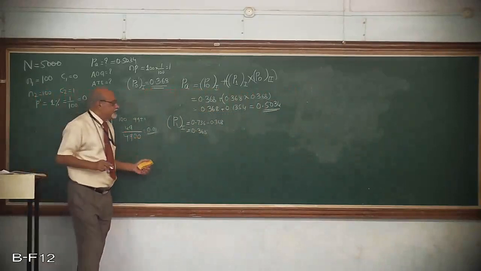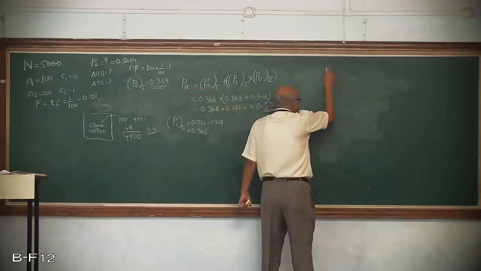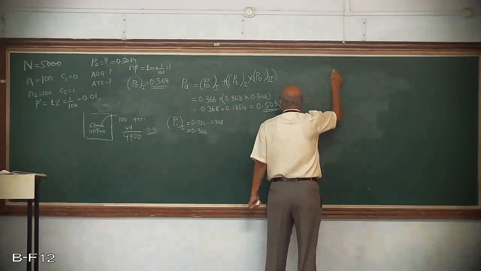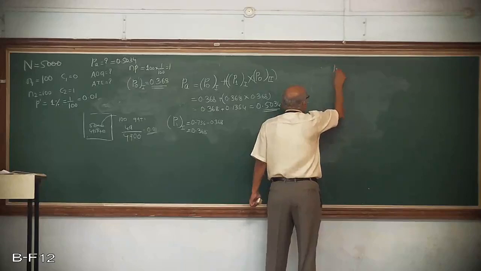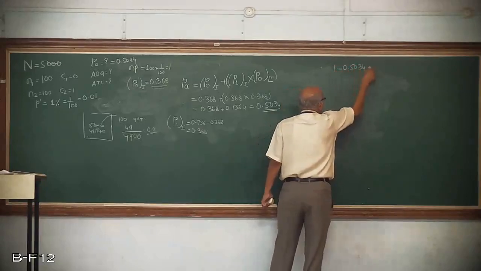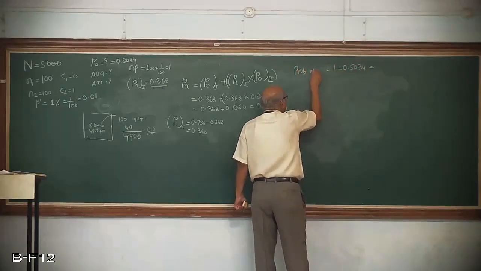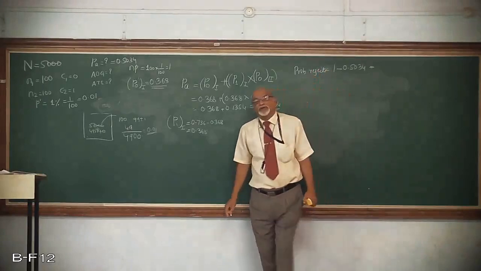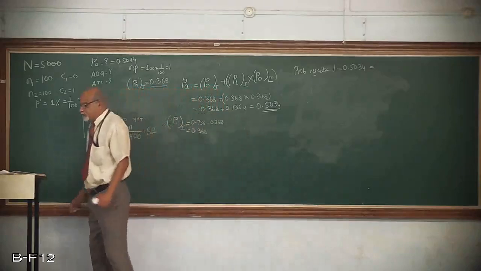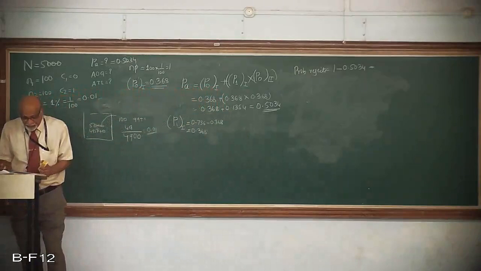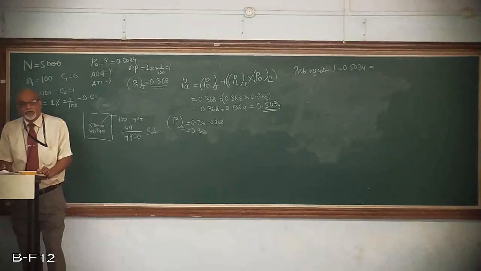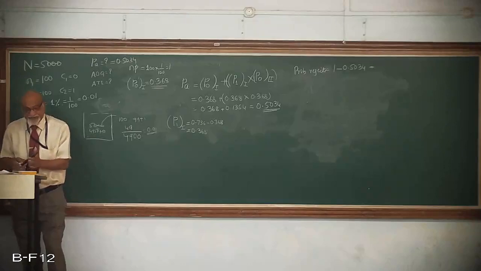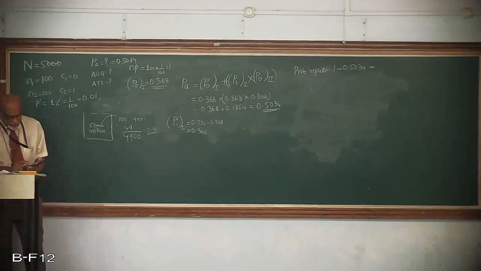Now, the probability of acceptance is 0.5034. Calculating this one, you try to think why I am calculating this. Because I am interested in finding out on an average how many pieces will be inspected per lot. For rejected lots it is 1 minus 0.5034. For a rejected lot, what is to be done? The 100% inspection is carried out. That means 5,000, the entire lot has to be inspected.